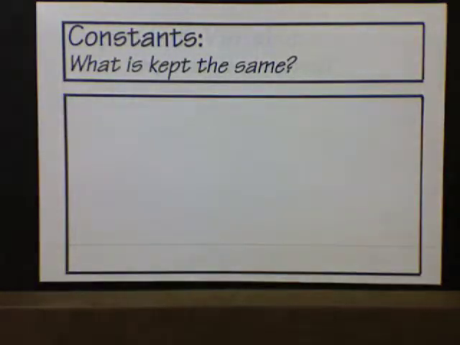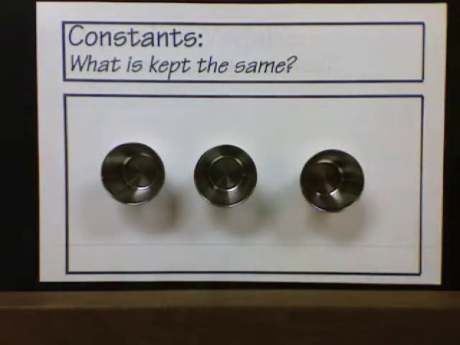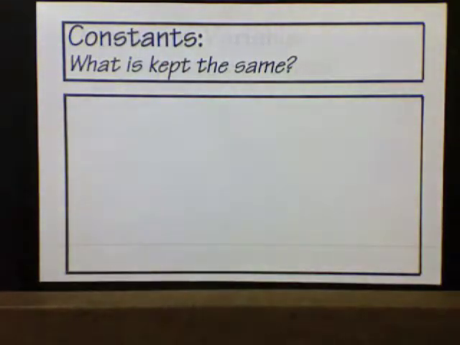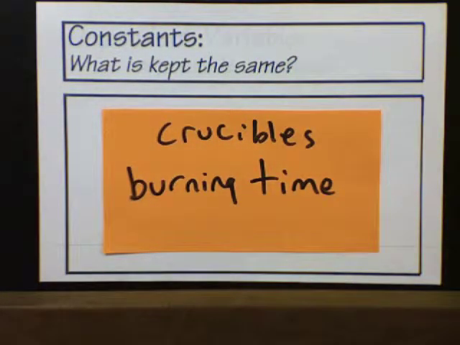But in the experiment, we kept some things constant. Things that were the same across all of the trials were the crucibles. We always used the same crucibles in all of the trials. And we also burned them for approximately the same time. So if I were describing the constants, or what was kept the same in the experiment, it would be the crucibles and the burning time.